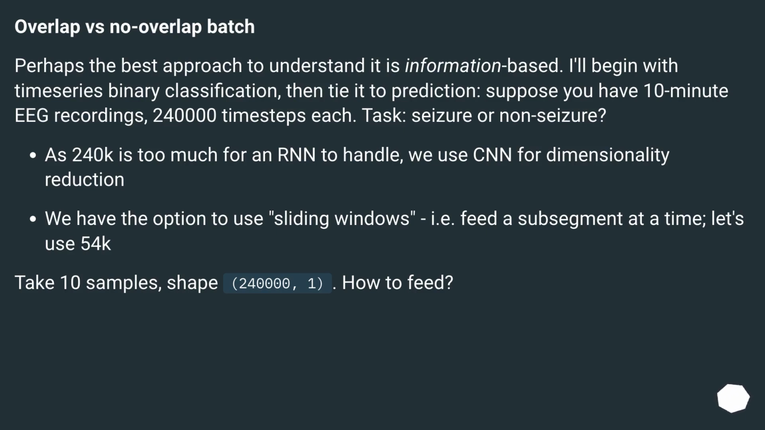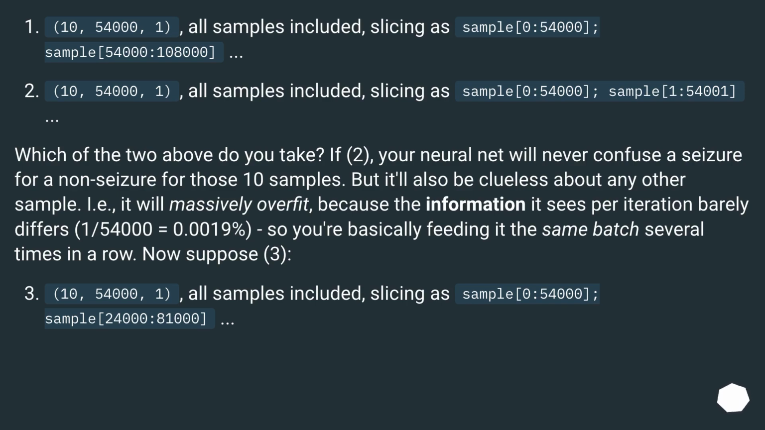We have the option to use sliding windows, i.e. feed a subsegment at a time. Let's use 54K. Take 10 samples, shape (240,000, 1). How to feed? Option 1: (10, 54,000, 1), all samples included, slicing as sample 0 column 54,000, sample 54,000 column 108,000. Option 2: (10, 54,000, 1), all samples included, slicing as sample 0 column 54,000, sample 1 column 54,001. Which of the two above do you take?